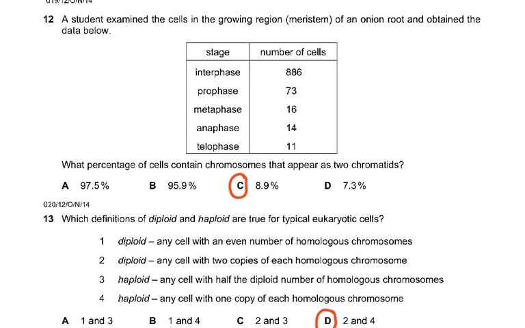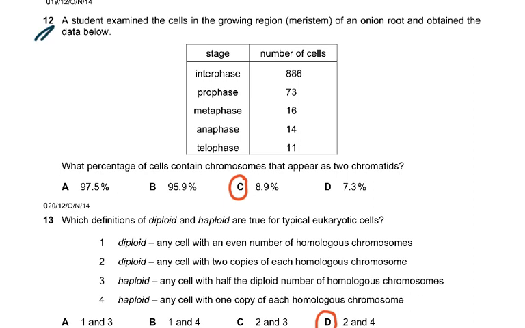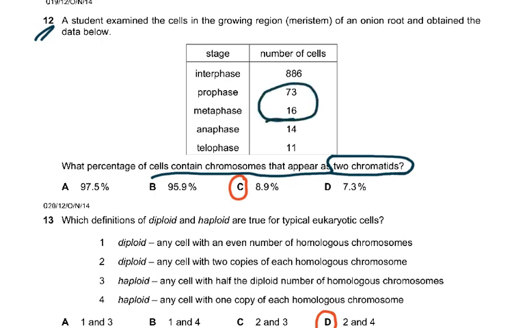Question 12. A student examined the cells in the growing region, the meristem, of an onion root and obtained the data below. Interphase 886, prophase 73, metaphase 16, anaphase 14, telophase 11. What percentage of the cells contain chromosomes that appear as two chromatids? So you add prophase and metaphase, and that's 89, so 8.9%.